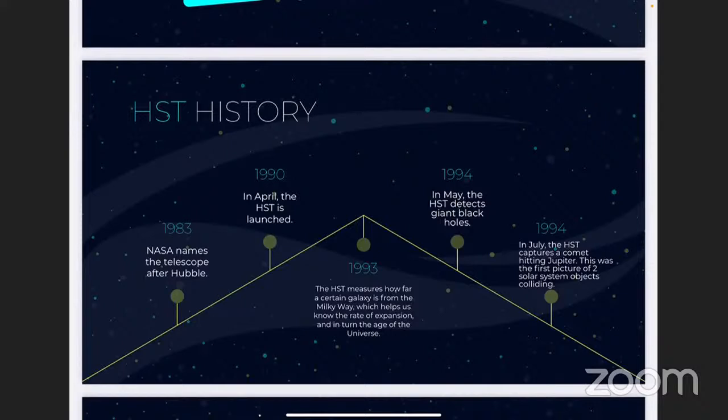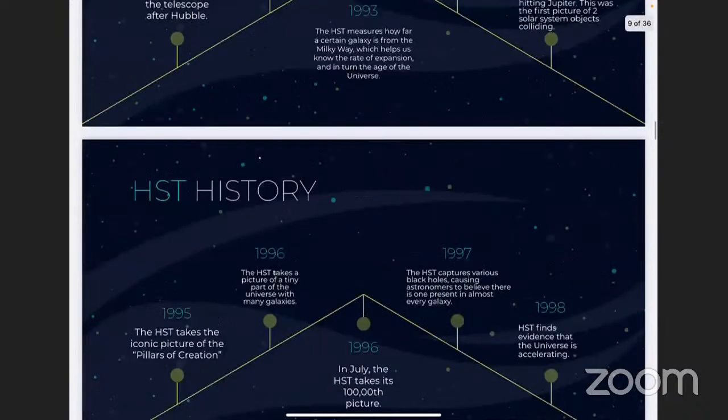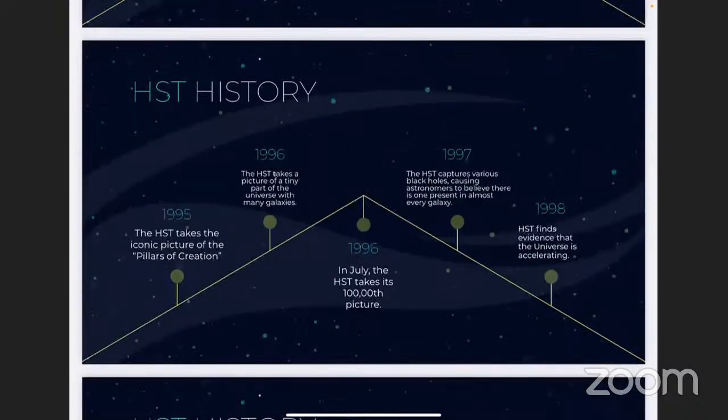And in 1994, specifically in May, the HST detected giant black holes in the centers of galaxies. And also in 1994, in July, it captured a comet hitting Jupiter, which was the first picture of two solar system objects colliding. Later in 1995, it took the iconic picture of the Pillars of Creation.